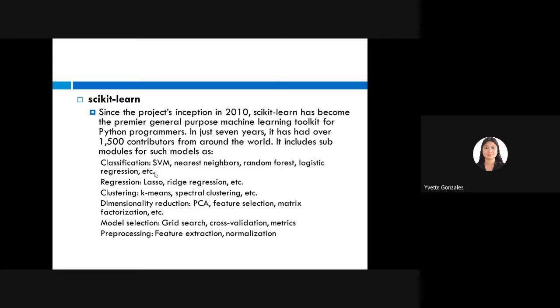So if we're talking about machine learning, there are different approaches, no? And machine learning techniques, for example, classification, regression, clustering, dimensionality reduction, model selection, and pre-processing. Those are the techniques used in machine learning. So SVM, nearest neighbors, random forest, logistic regression, etc. Regression, lasso, ridge regression, etc. So linear regression, logistic regression, and others. Clustering, k-means, hierarchical clustering, etc. So basically, in machine learning, we will be using the scikit-learn library. It has support for machine learning toolkits.